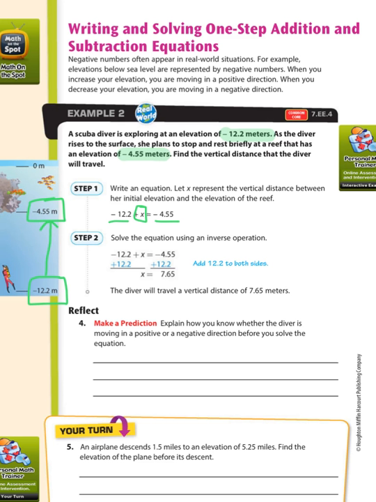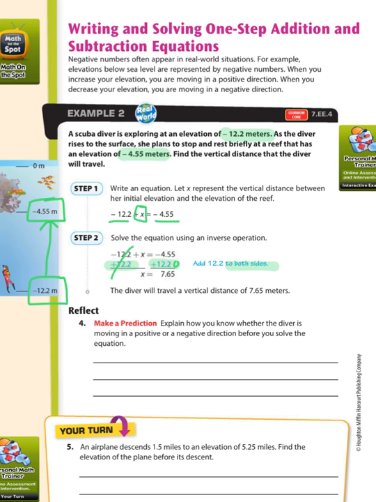Now we're going to solve the equation because this looks just like the ones we did on the last page. So remember, to get rid of a negative, I have to add 12.2 to both sides. You have to add to both sides, balance the equation. And then it cancels out on the left. X is now by itself. Negative 4.55 plus 12.2. It might be helpful to add a 0 here, just to be a placeholder.